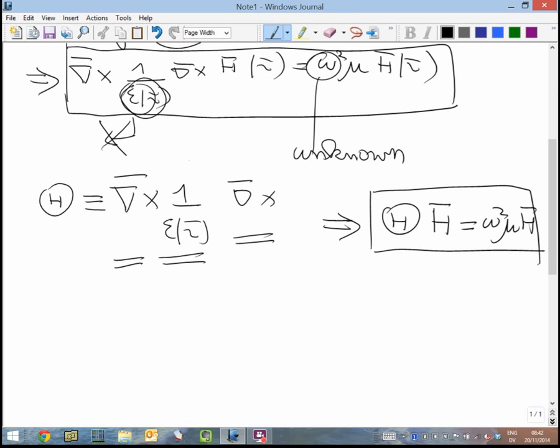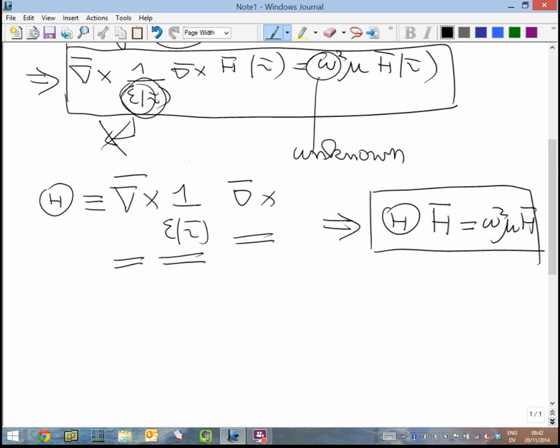This type of equation, anybody have any idea what family of equation this belongs to? So we have an operator operating upon something, and what is the result? What do we get back? We get back that same something, but multiplied with a constant. That should ring a bell. Yeah, I see people nodding at the back. These are the eigenvalue problems.